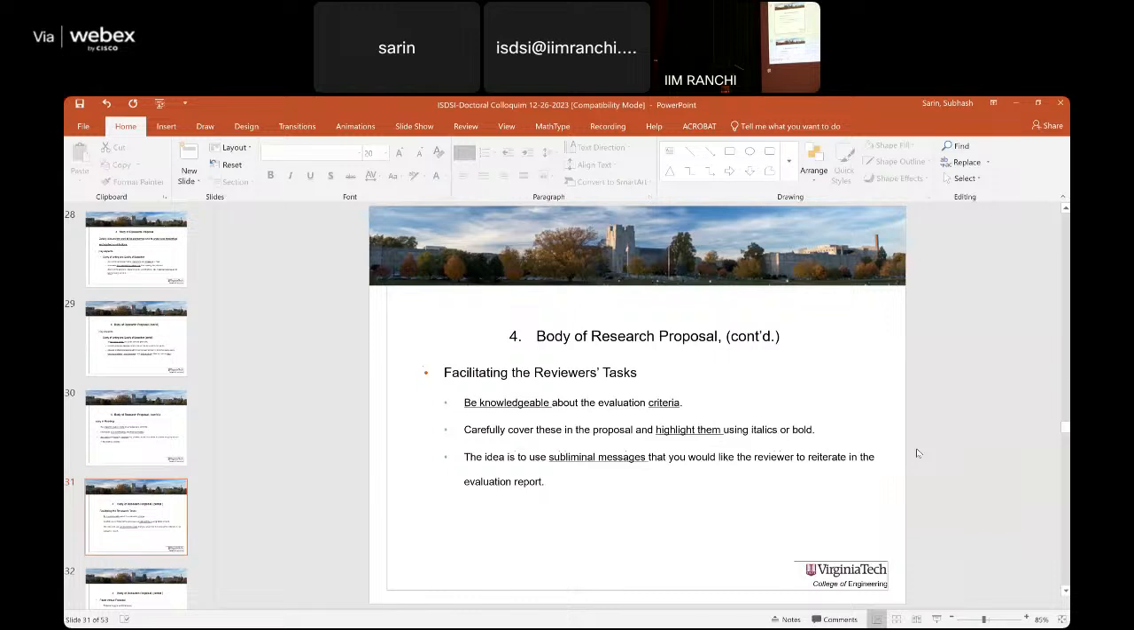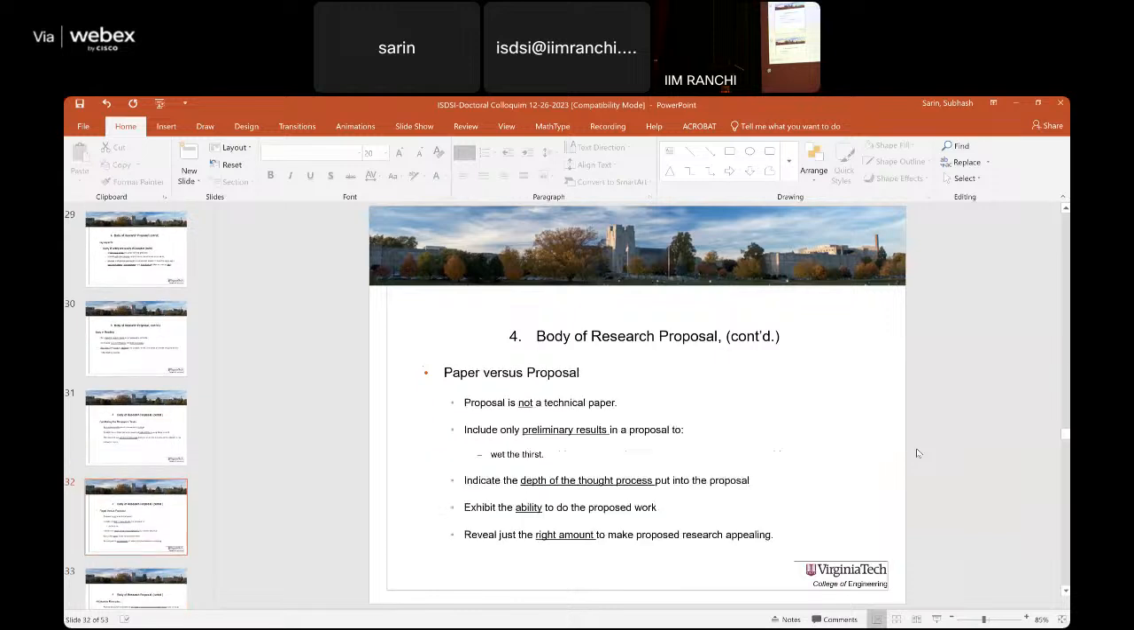So the idea is to use subliminal, subtle messages for the reviewers to reiterate those ideas in their evaluation report. There are some subtle hints here, but those can make reviews to your liking. Like I said before, paper versus proposal: a proposal is not a paper, right?